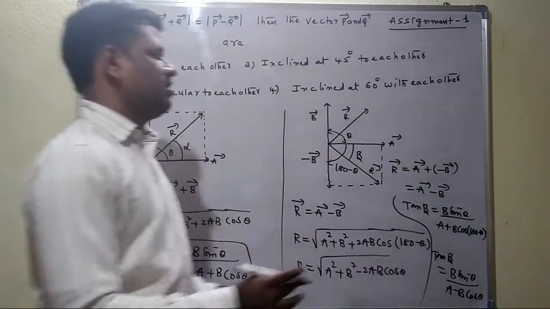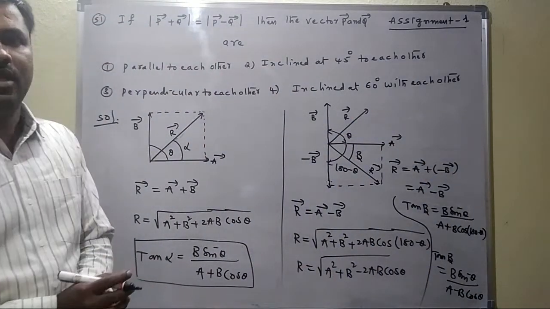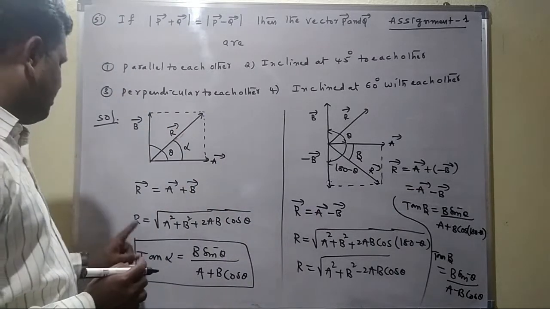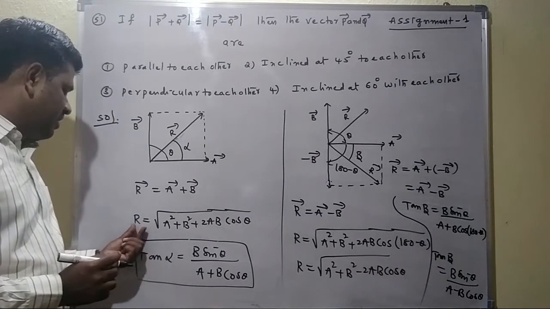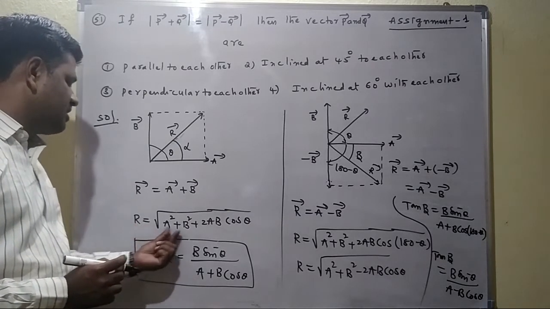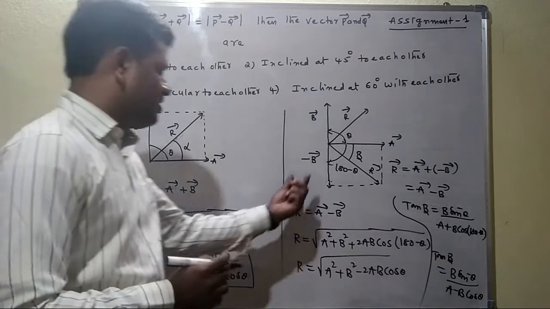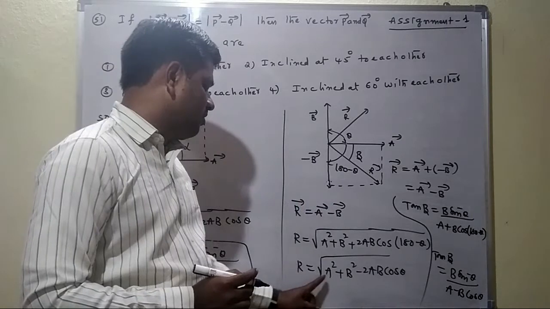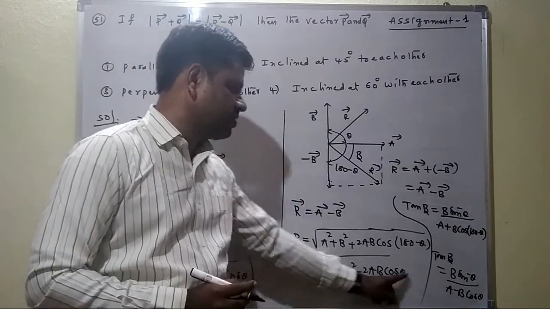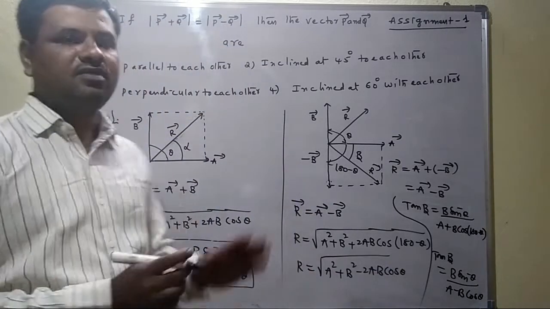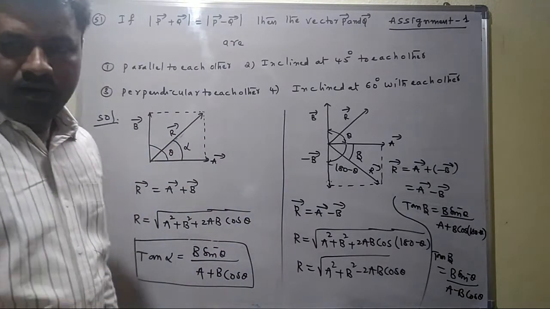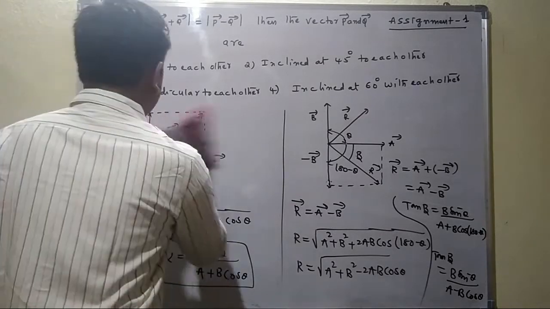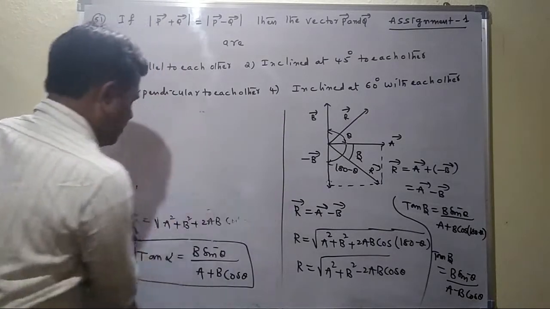We already know this concept, but once again I am recalling it here. Using this concept we solve this problem. Which concept are we using here? When adding the vectors, the magnitude is under root of A square plus B square plus 2AB cos theta. When subtracting, the magnitude of the resultant vector R is under root of A square plus B square minus 2AB cos theta. This concept we are using for solving this problem. Now we can solve this problem.